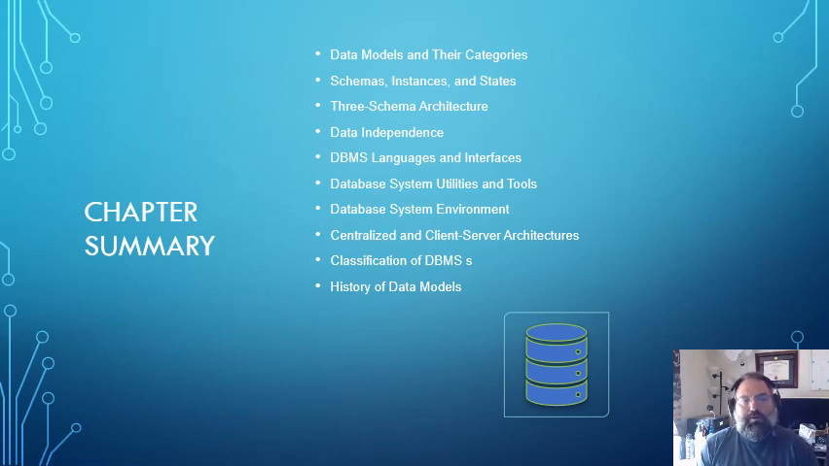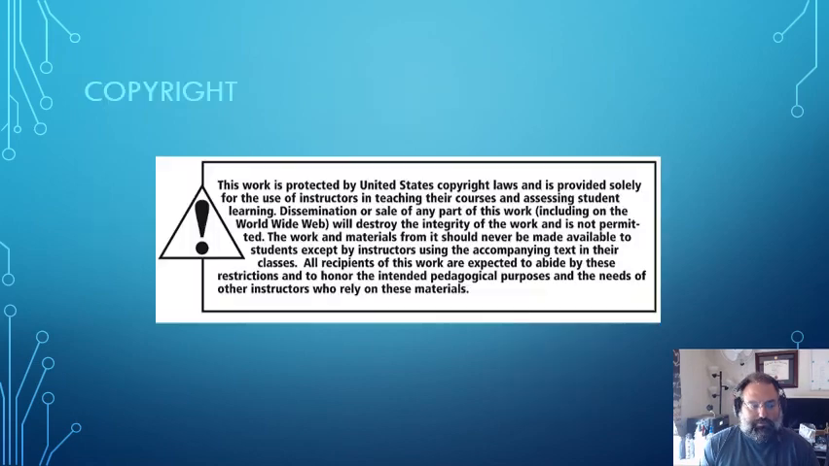And so in summary, we talked a bit about database and data modeling systems and their categories, schemas, instances and states, three-schema architecture, data independence, DBMS languages and interfaces, database system utilities and tools, database system environments, centralized and client-server architectures, and classifications of DBMS systems. And then we closed out with the history of data models.